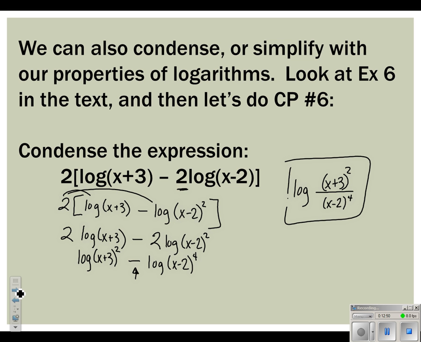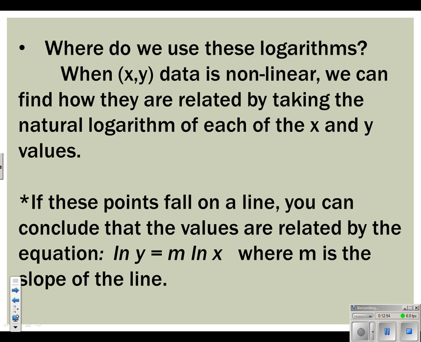And condense it like that. Where do we use these logarithms? I talked with a few of you in class today about that. One way that our book takes us into where in the world we would ever apply this is the application problem on page 386.